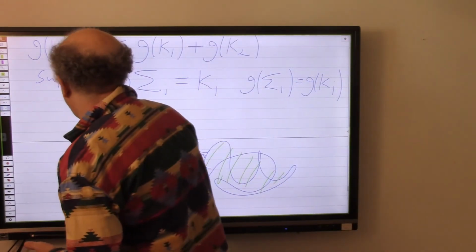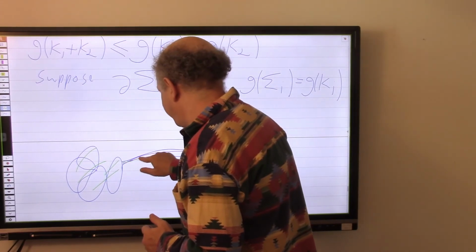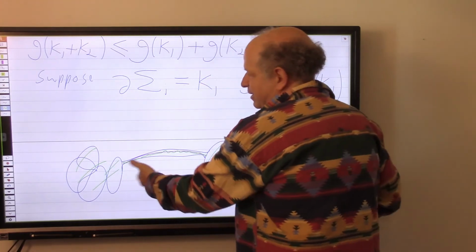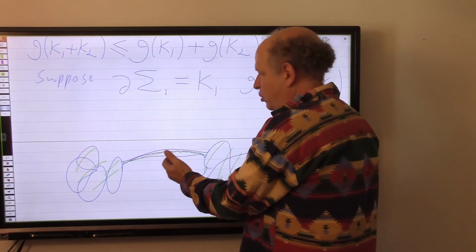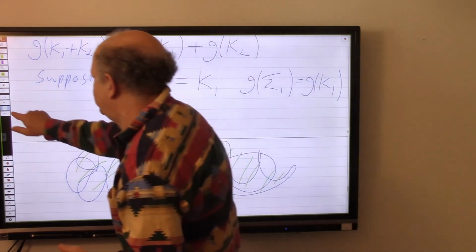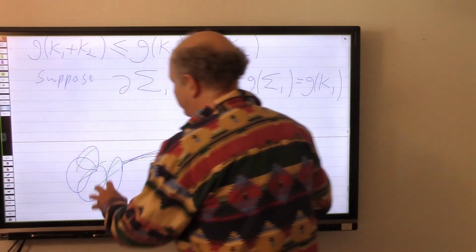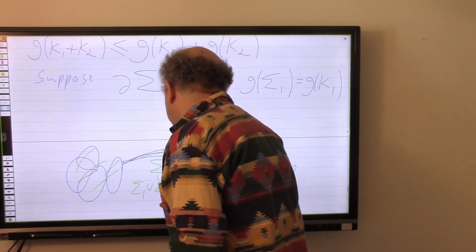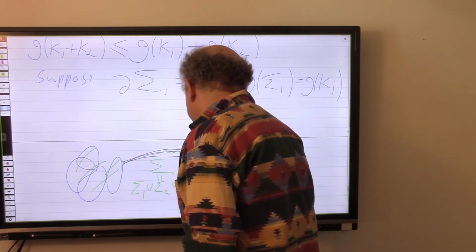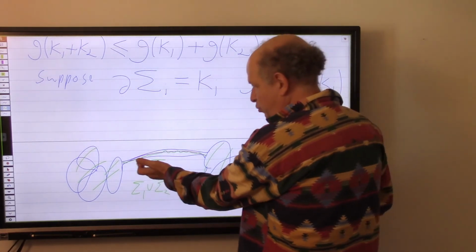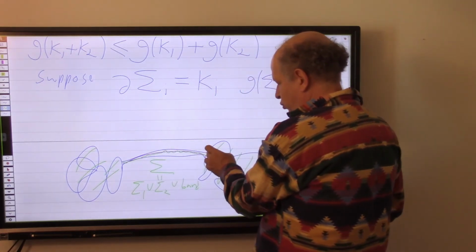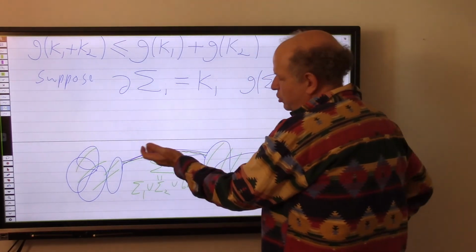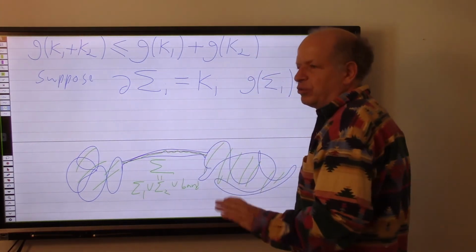So all I have to do is make the bridge a band, and you can check the genus of the newly created surface. So this creates a new surface sigma. So sigma is really sigma 1 union sigma 2 union a band. And you can check its genus. I mean, you basically just added two vertices and an edge. So you can calculate the genus, and the genus is what you want it to be.